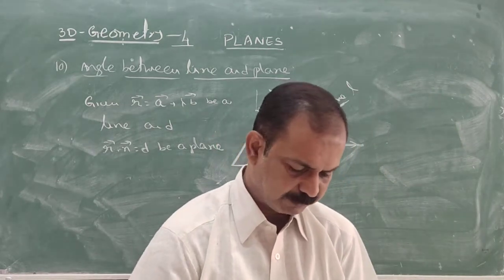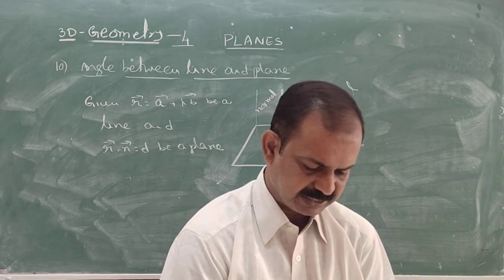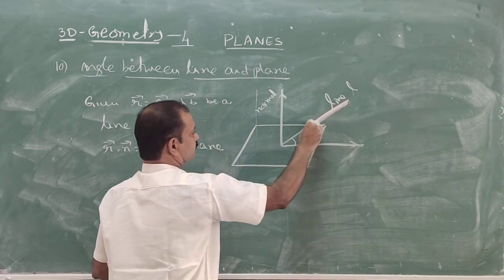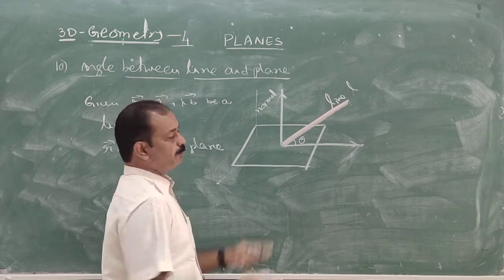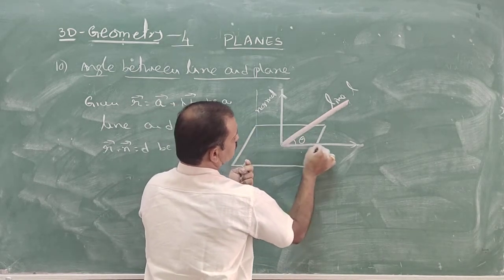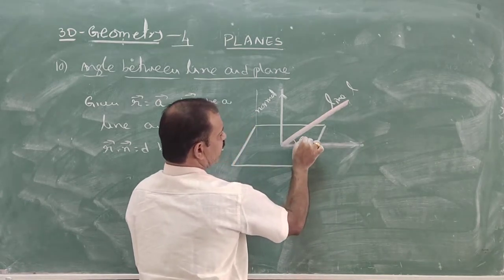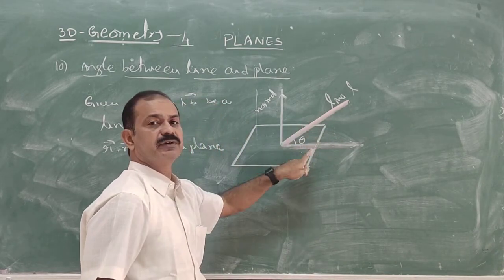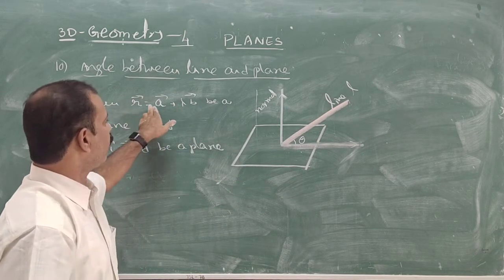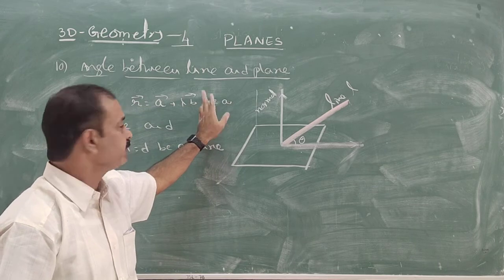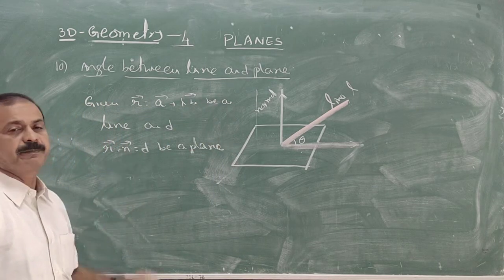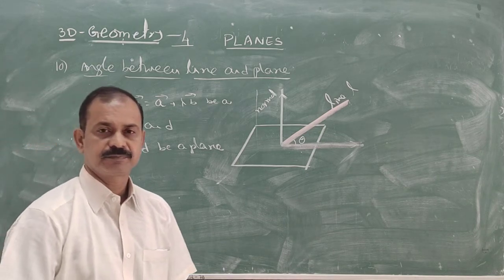When a line and plane are given, just see here, this is a line, and plane means the plane is here. This is the angle between the line as well as the plane. Let the equation of the line be r equals a plus lambda b, and the general equation of a plane be r dot n cap equals d.